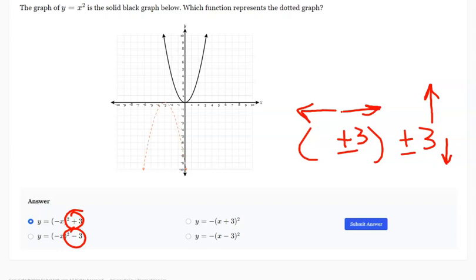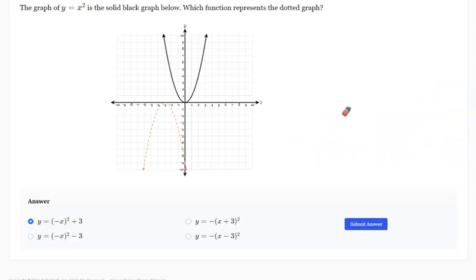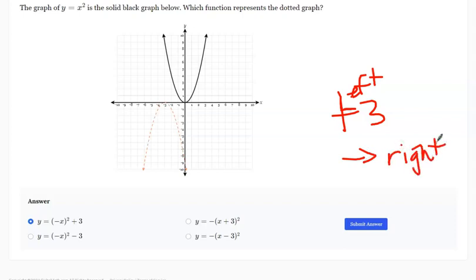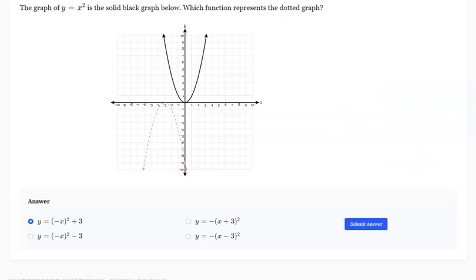So inside the parentheses, the moves are plus is left and minus is right. So it looks like we have moved 3 units to the left, so we need a plus sign.